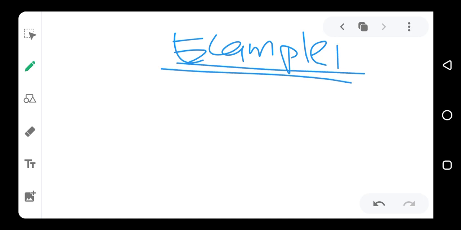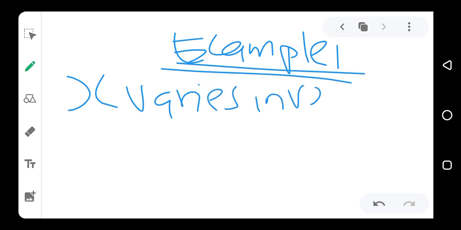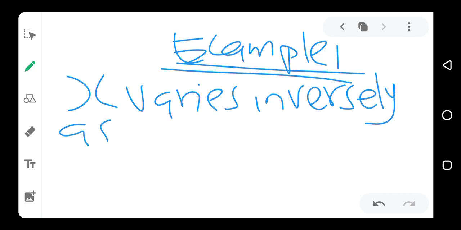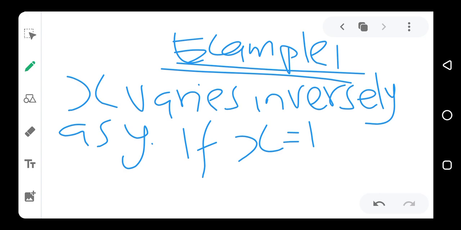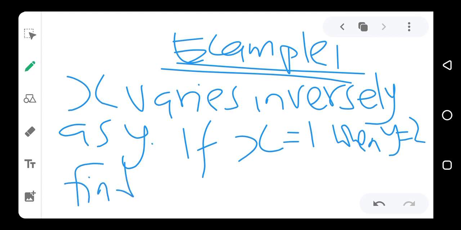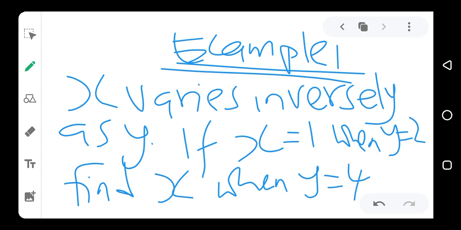We have that x varies inversely as y. If x is equal to 1 when y is equal to 2, find x when y is equal to 4.